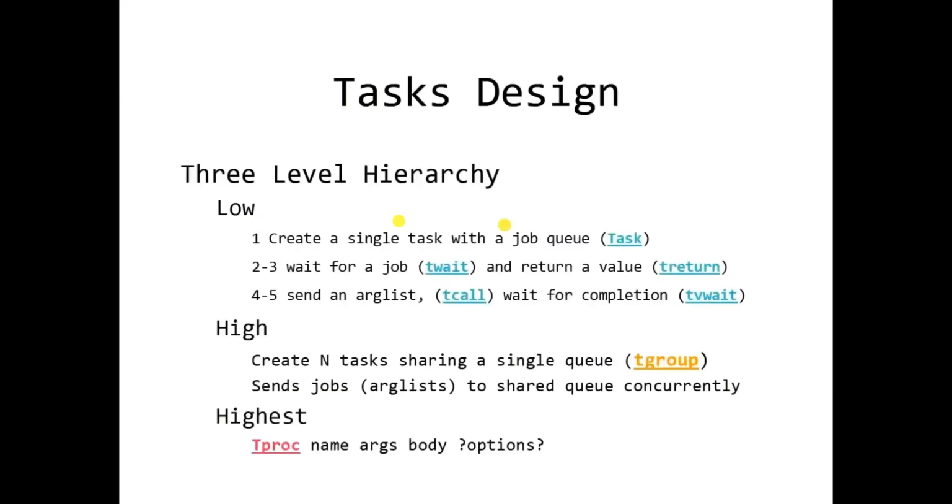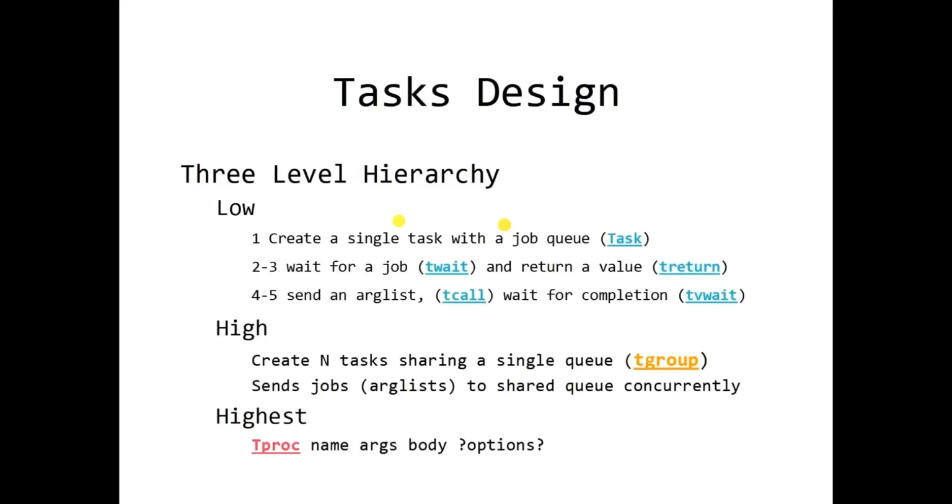The design of the task module is a 3-level hierarchy. At the lowest level, we have 5 commands. The first, task, is used to create a single task or single thread that has a job queue. Like a thread create, it also has a script. In that script, there's typically 2 commands, twait and treturn. Twait waits for a job, which is an arg list, and treturn returns a value.